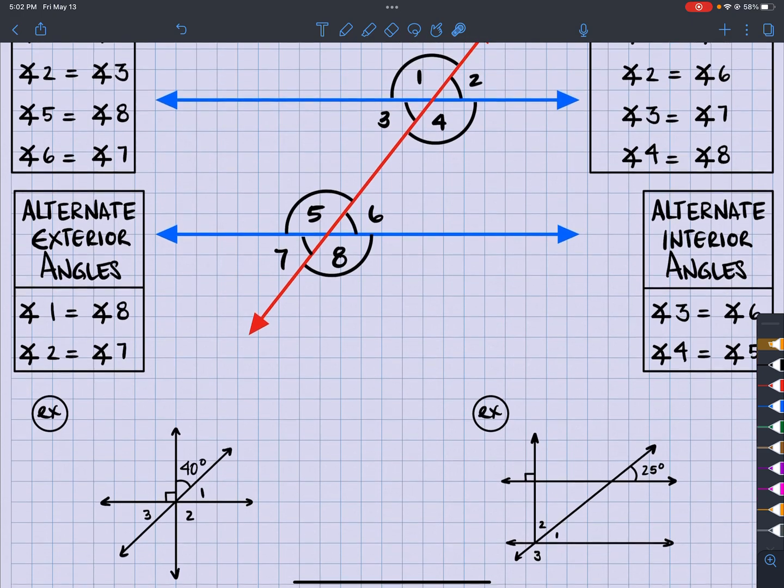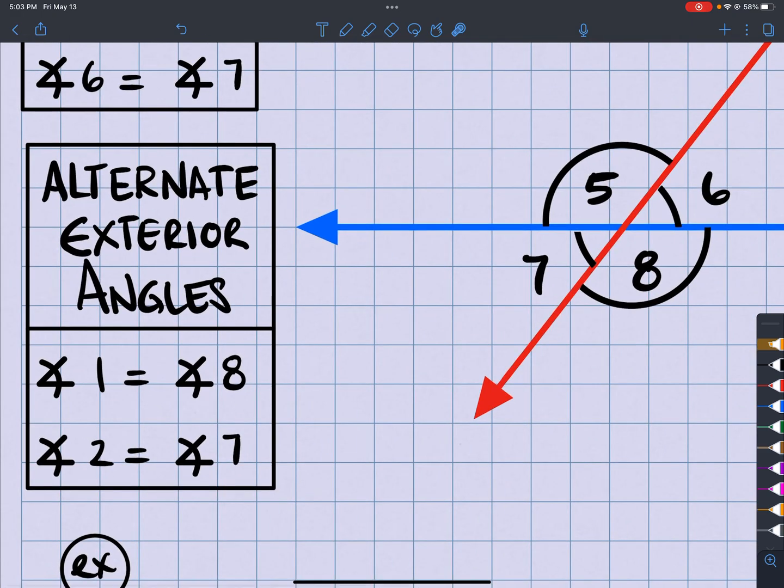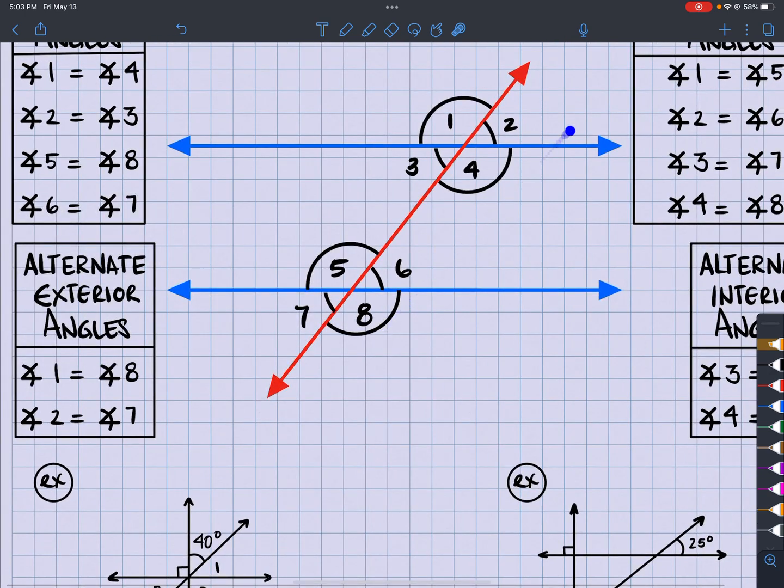And of course, since we have alternate interior angles, we also have alternate exterior angles. Same thing, alternate meaning opposite sides of the transversal, but now it's exterior, which means I'm outside the parallel lines. So 2 and 7 are alternate exterior, 8 and 1 are alternate exterior, and those are also equal angles.